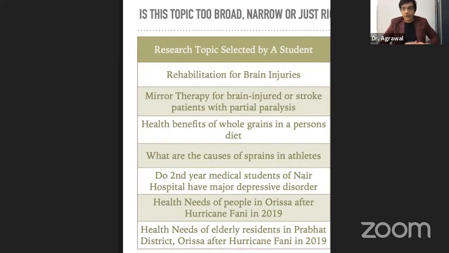Okay, so a lot of people have different answers here, but it's actually a very right question. So instead of saying rehabilitation for brain injuries, the rehabilitation that you're giving people is mirror therapy, right? And the brain injuries you are defining here are stroke patients with partial paralysis, right? So this topic essentially is a narrower version of the first one, and it's absolutely appropriate, efficient research for you to pursue. How about health benefits of whole grains in a person's diet?